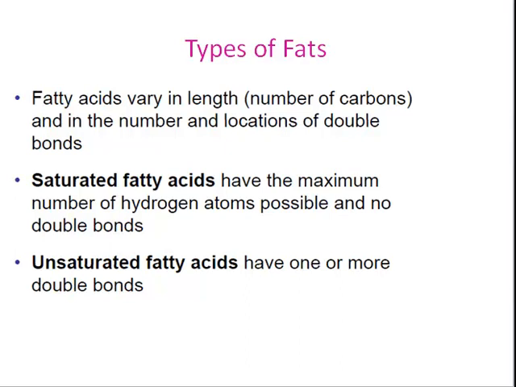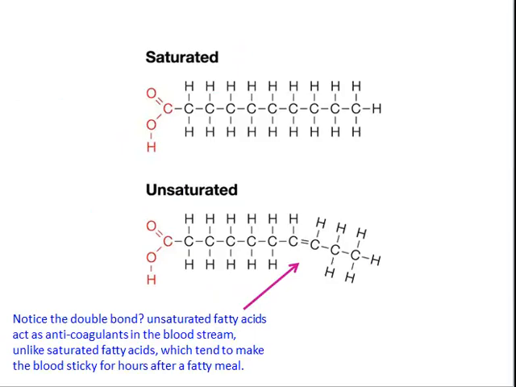The fatty acids vary in length, mainly by the number of their carbons, and in the number and locations of the double bonds. Saturated fatty acids have the maximum number of hydrogen atoms possible and no double bonds, whereas unsaturated fatty acids have 1 or more double bonds. So as you can see, the saturated versus the unsaturated. Notice the double bond? Unsaturated fatty acids act as anticoagulants in the bloodstream, unlike saturated fatty acids, which tend to make your blood sticky for hours after a fatty meal. So think of this next time before you head to your favorite fast food joint.